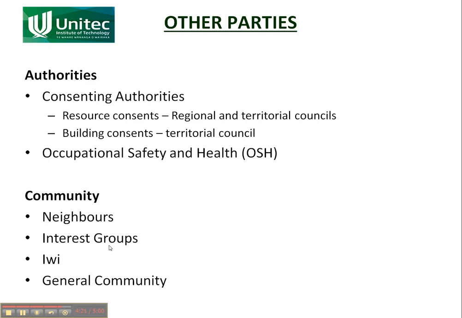Interest groups, for example Forest and Bird, are interested in protecting natural resources. So they'll be interested in what you are doing to stop earthworks runoff from getting into a stream, for example. Iwi are also interested in protecting the natural resources, but they're also interested in how it affects their heritage. There might be wahi tapu, burial sites, close to where you are. How are you protecting them? Archaeological sites, they're interested in how you're going to protect those. And lastly, there's the general community, not the neighbours, but the people in the community itself. You also affect them. So all of these groups need to be communicated with.